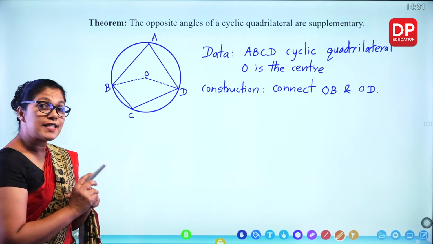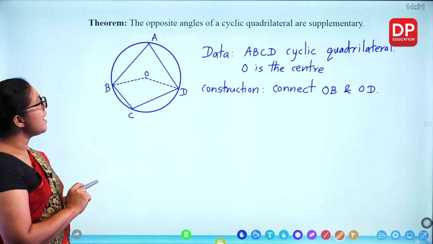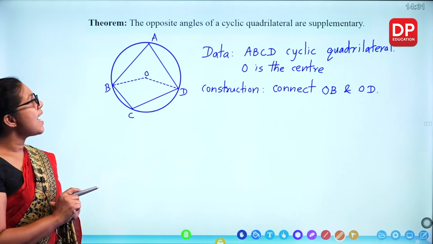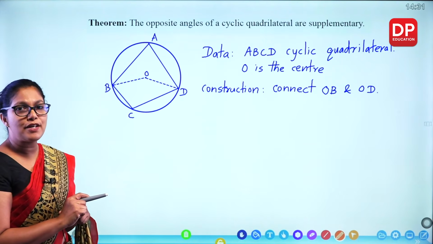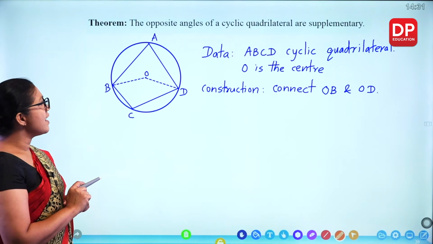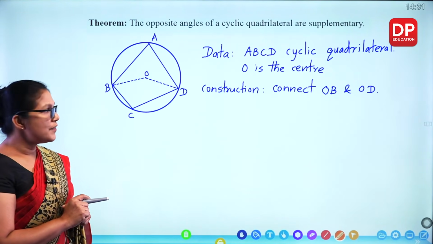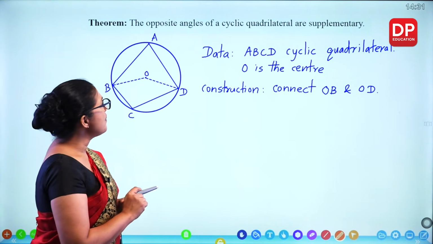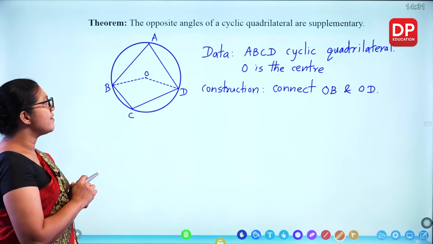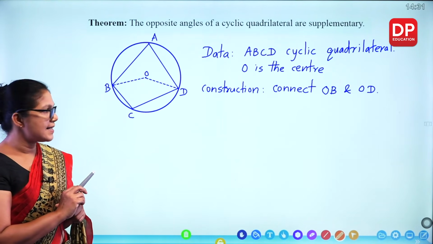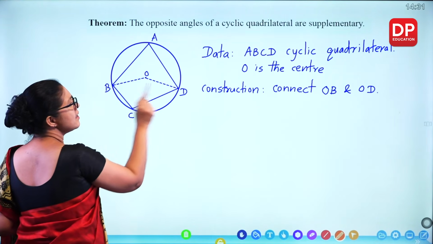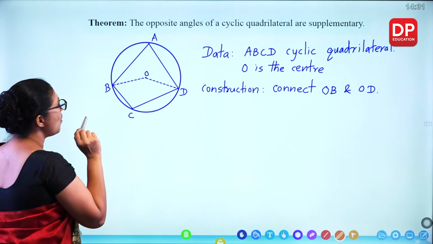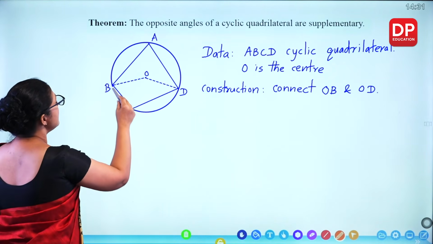So what's the first theorem related to cyclic quadrilaterals? The opposite angles of a cyclic quadrilateral are supplementary. Supplementary means 180. So we'll try to prove this. So what's data? A, B, C, D is a cyclic quadrilateral and O is the center. So we have to do a construction, connect OB and OD.